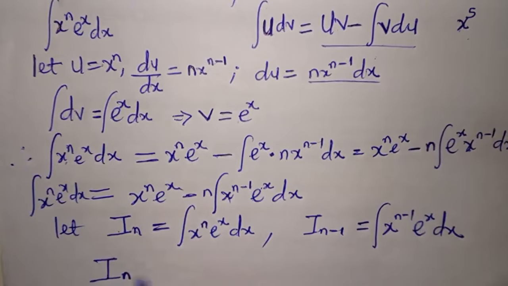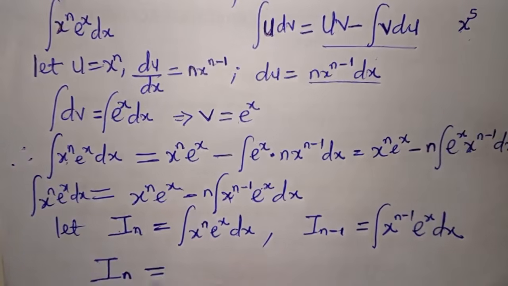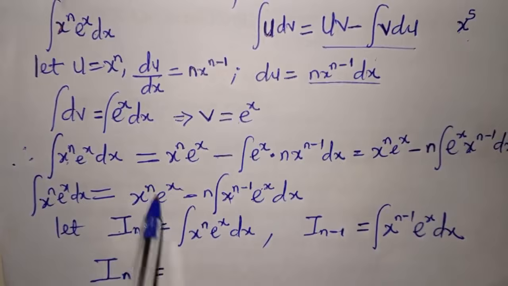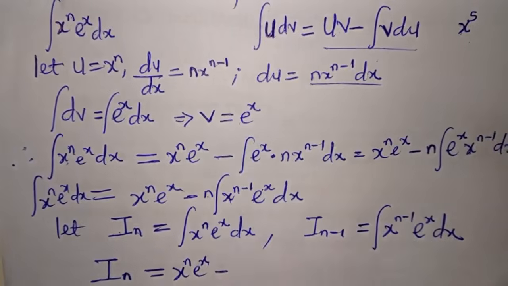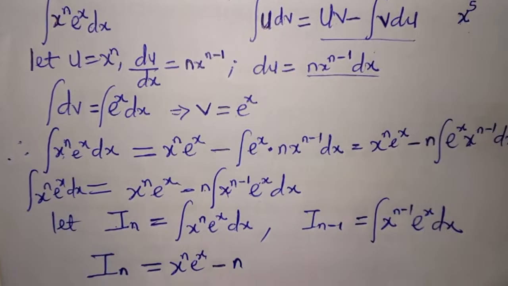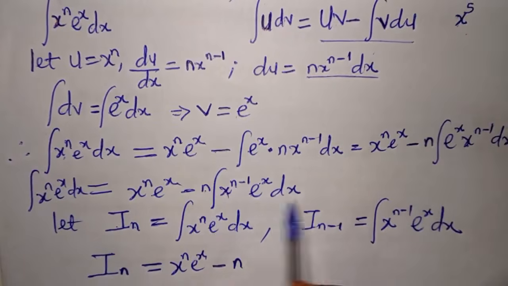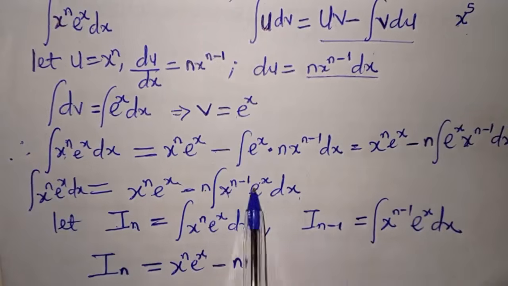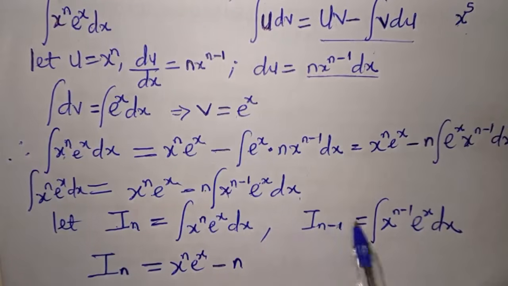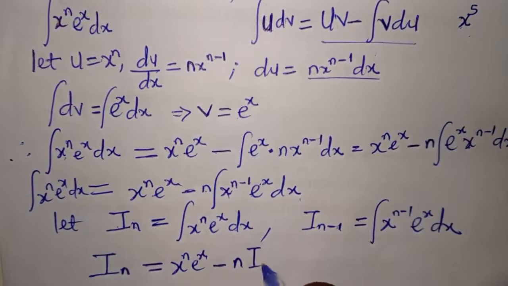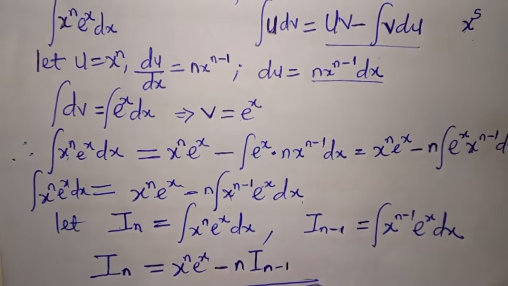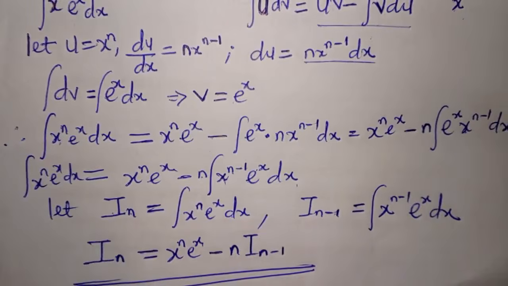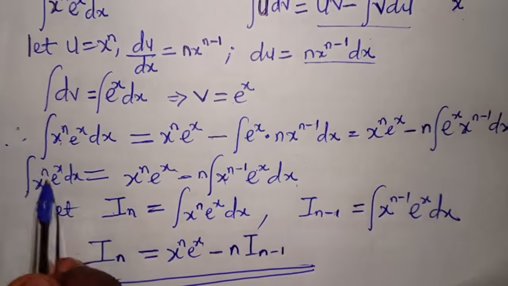Therefore, I sub n is now equal to x to the n e to the power of x minus n times I sub n minus 1. I will not write this integral again. We have already said that this integral is equal to I sub n minus 1. This is the reduction formula for the integral of x to the n e to the power of x dx.